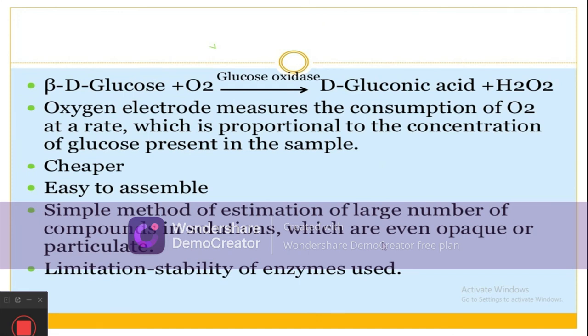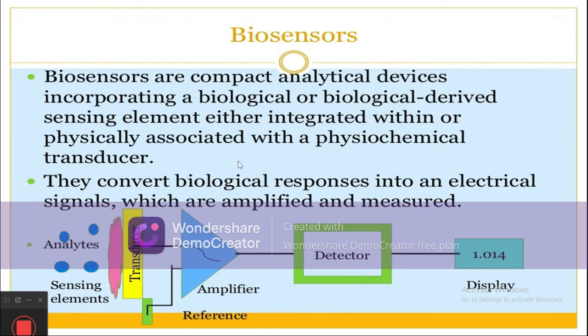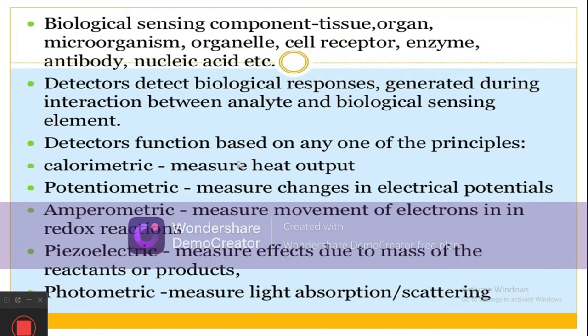So you see, this is just the reaction. Glucose in the presence of glucose oxidase is converted into gluconic acid and hydrogen peroxide. This hydrogen peroxide will be further degraded, releasing oxygen. So the level or the rate of the oxygen is what will be monitored, so that from there you can have a basic understanding of the level of the glucose. In automated analysis we also use them. So this is the biosensor. So these are some applications of this.